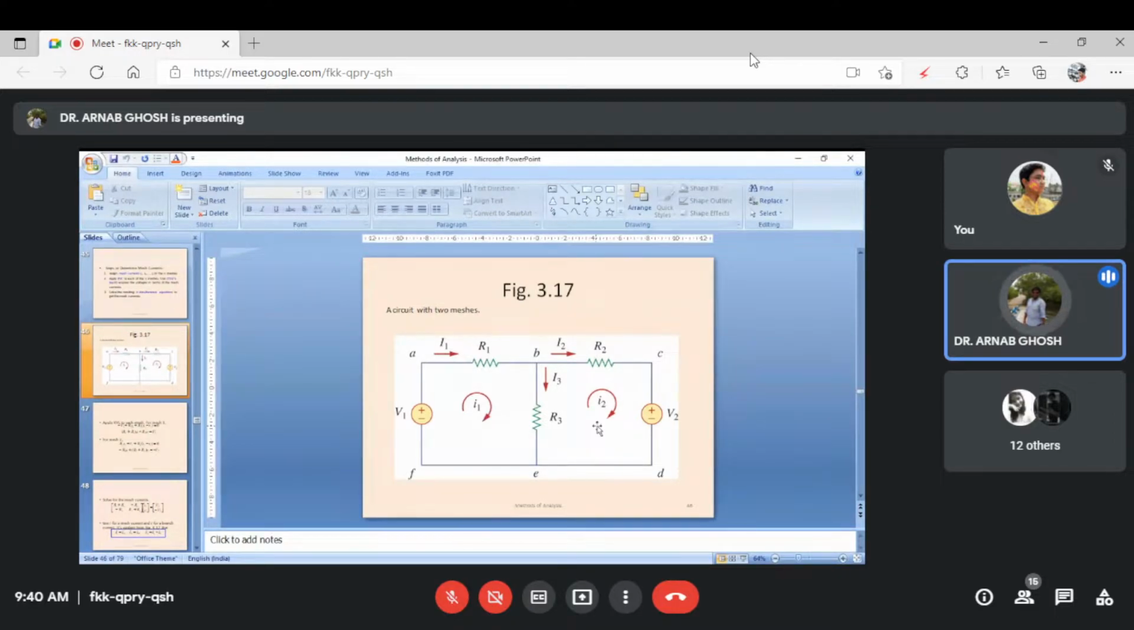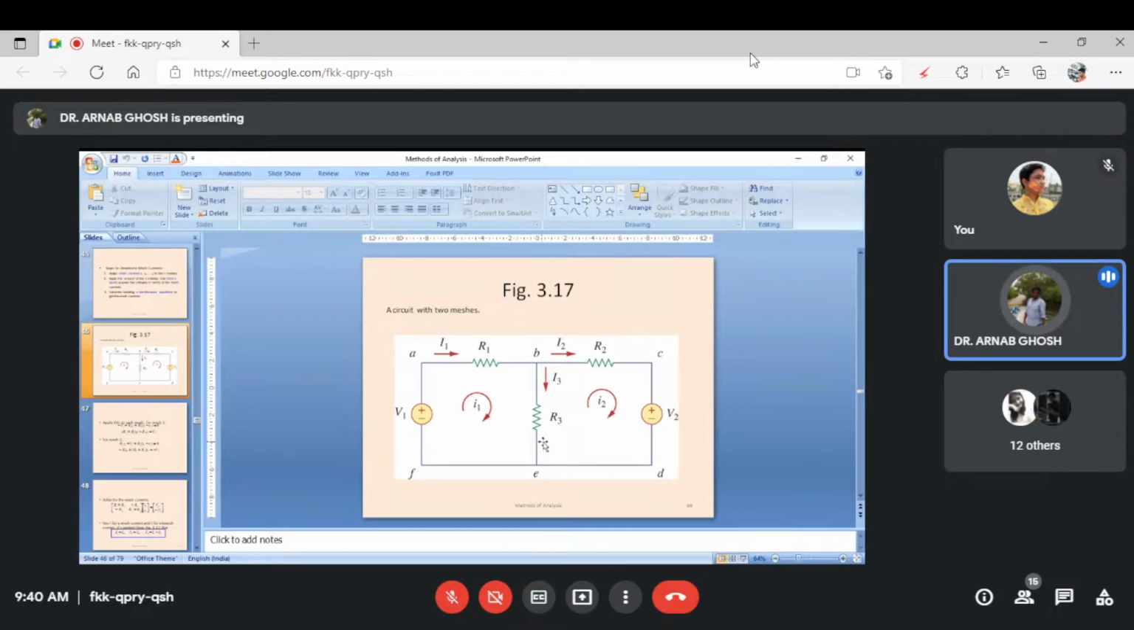Okay, so for this element R3, your small I1 is flowing from B to E, and the current I2 is flowing from E to B. So in the reverse direction as that of I1. So the resultant current across R3 will be small I1 minus small I2.